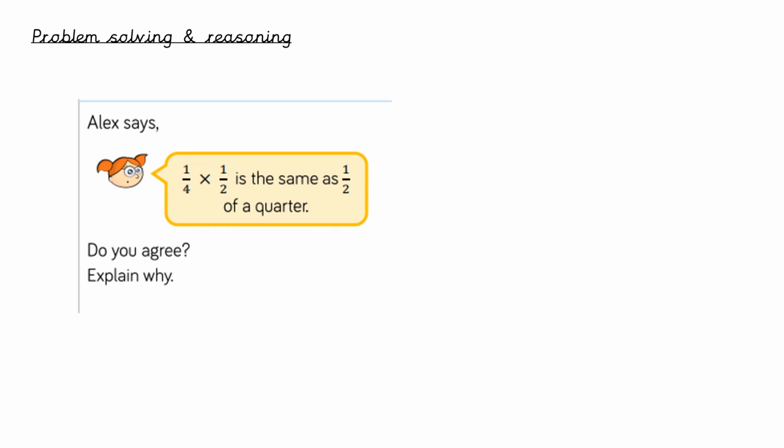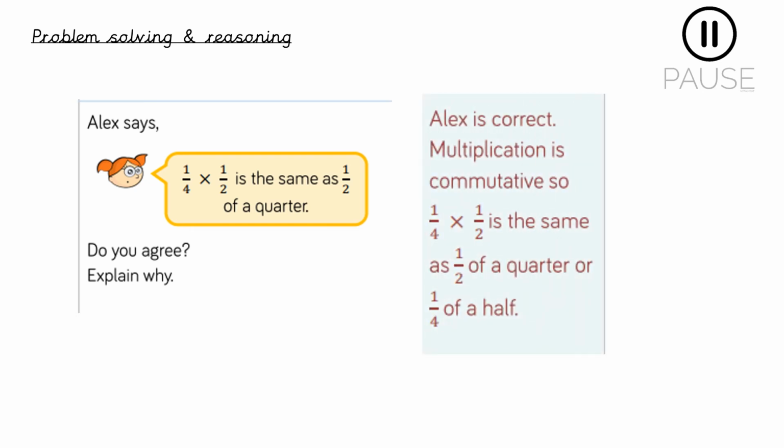Alex says 1/4 times 1/2 is the same as 1/2 of a quarter. Do you agree? Explain why. And you should have said, Alex is correct. Multiplication is commutative. That means that you can do it both ways round. So 1/4 times 1/2 is the same as 1/2 of a quarter, or 1/4 of a half.